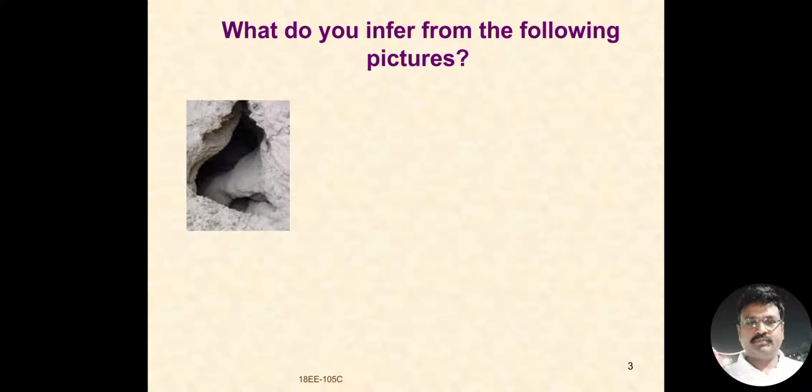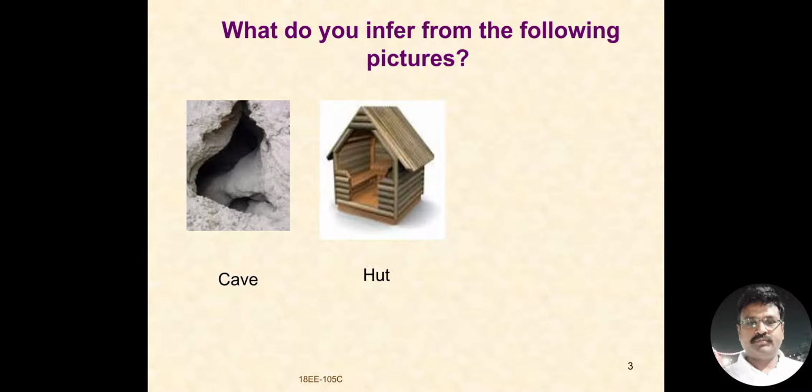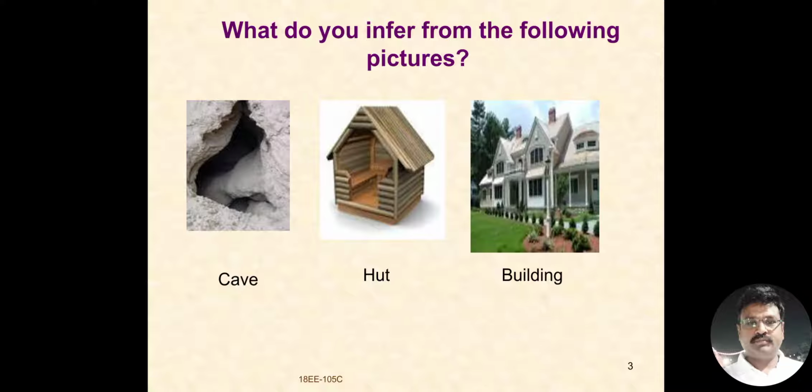Now you can see some images. What do you infer from the following images? You see this, it is a cave. It is a hut. And the third one is a building. Evolutions in human comforts. These images will show the evolution in human comforts.